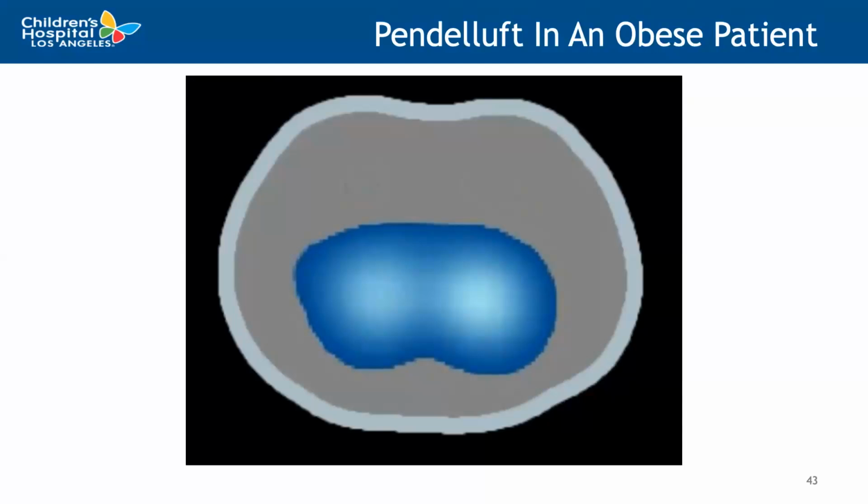And interestingly enough, in this patient, we were able to overcome the pendelluft by increasing their PEEP and their pressures to kind of overcome those variable time constants in the anterior and posterior lung units. And so again, EIT was very helpful in managing this particular patient.